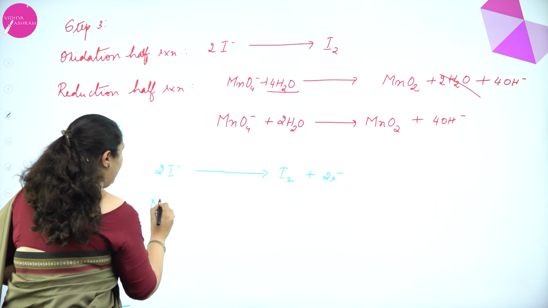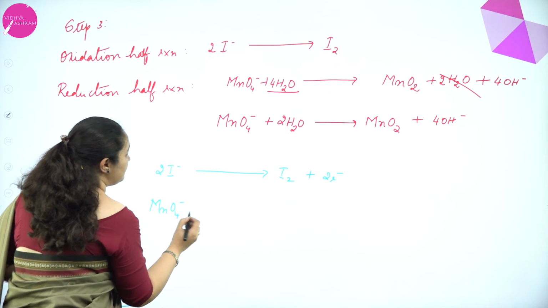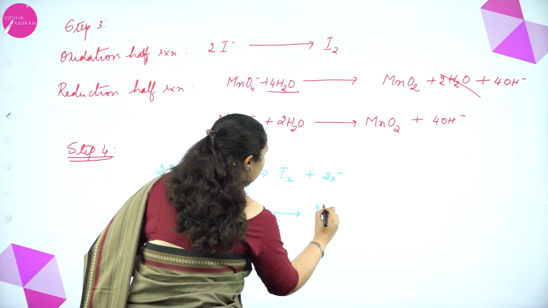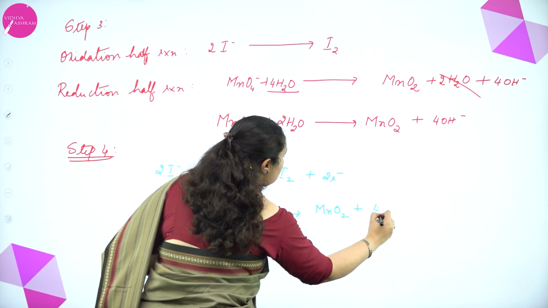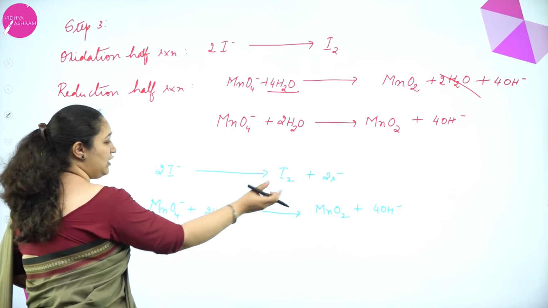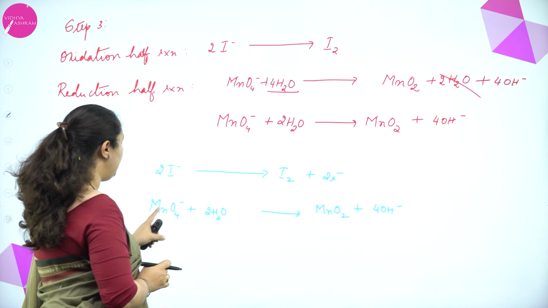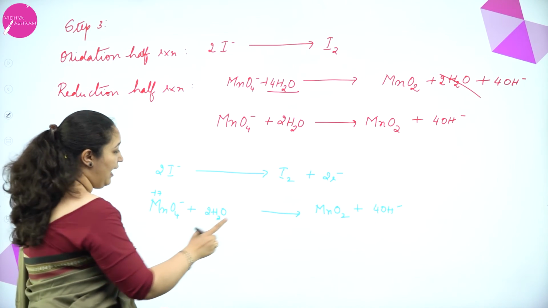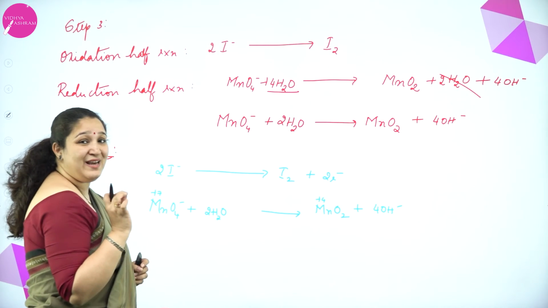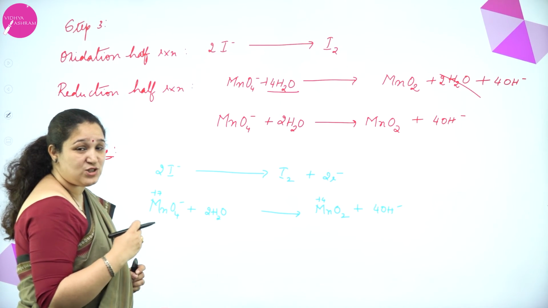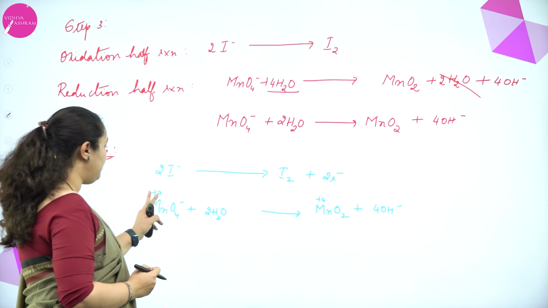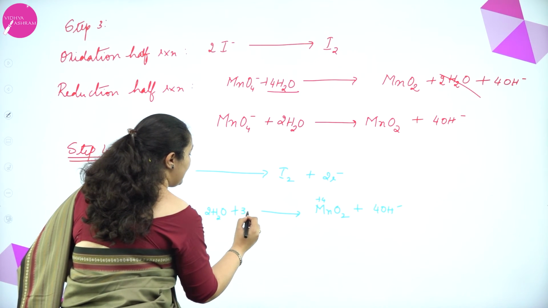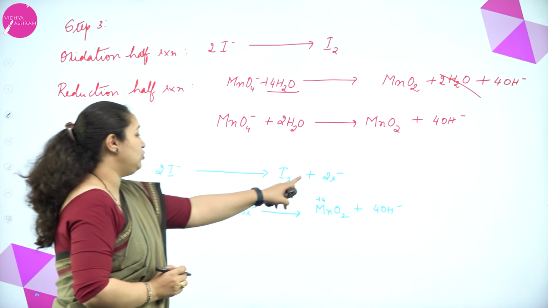Same way, I have MnO4 minus plus 2H2O, okay, giving MnO2 plus 4OH minus. Now don't bother about H2O and OH minus. Just remember here MnO4 minus, which state it was? It was in plus 7 state and here it is in plus 4 state. How many electrons it has to accept? It has to accept 3 electrons from plus 7 to plus 4 state. How many unit change? 3 unit change. So here it has to accept 3 electrons. But here 2, here 3.